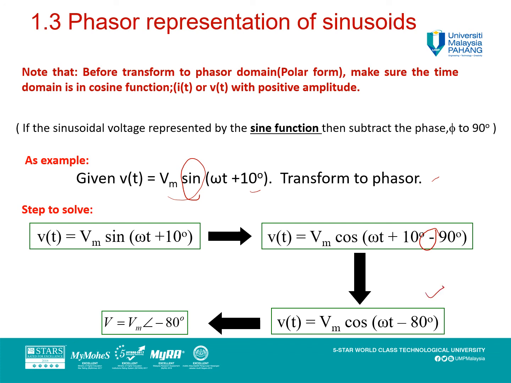From here, the final answer, your phase difference, is the angle of your phasor. Make sure you convert first. When you see the sine equation, you convert first to cos, then you can do the phasor domain representation.